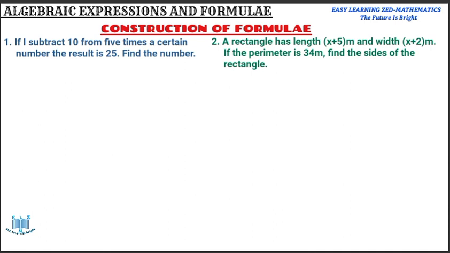So in today's work, I'm going to use these two statements or these two problems to help me formulate the formula as well as to solve these statements. The first one is, if I subtract 10 from 5 times a certain number, the result is 25. Find the number. To solve this question, I need first to come up with a formula. The formula will help me to solve this question. So let's start by formulating a formula.